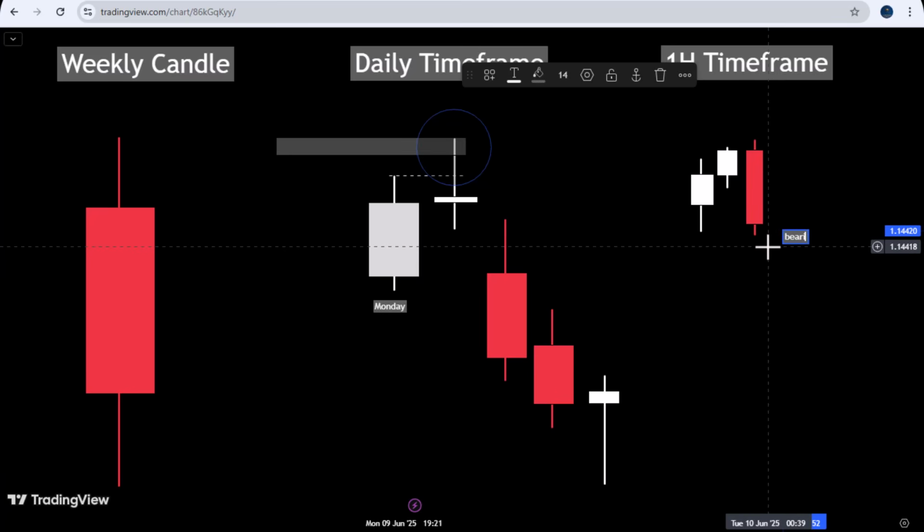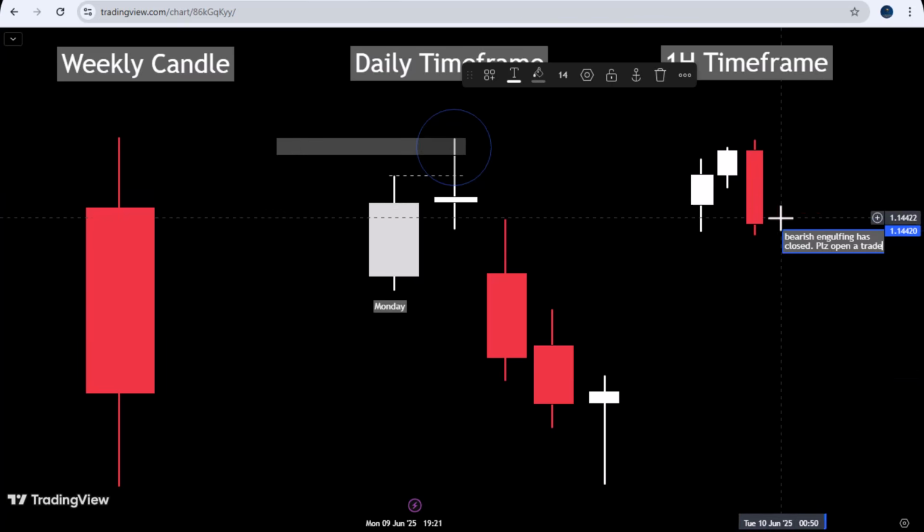Bearish engulfing has closed, please open your trade. Please open a trade.